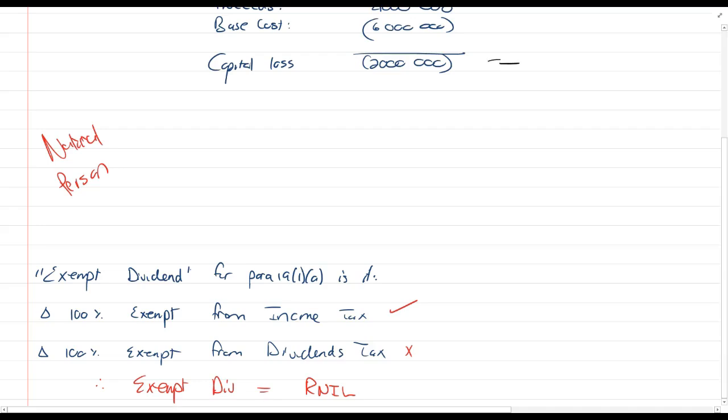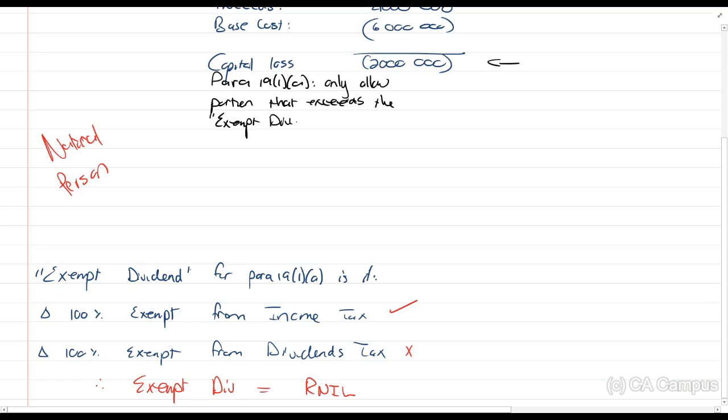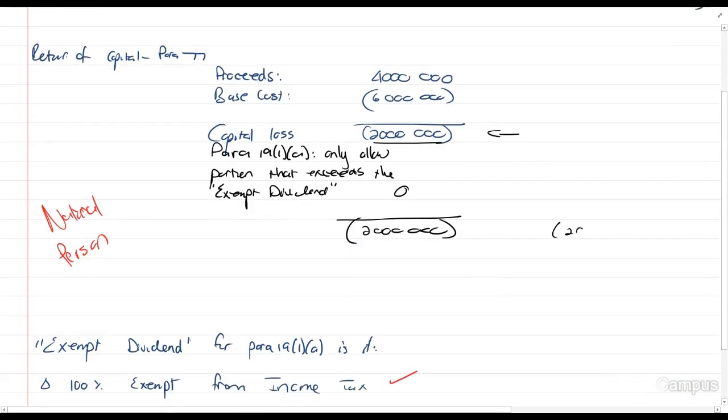Now, if you have a loss there, paragraph 19.1a only allows the portion that exceeds the exempt dividend. And how much is the exempt dividend? Null. So how much of that 2 million exceeds the exempt dividend? The full amount exceeds the exempt dividend. So this full amount gets included in our capital gains tax.